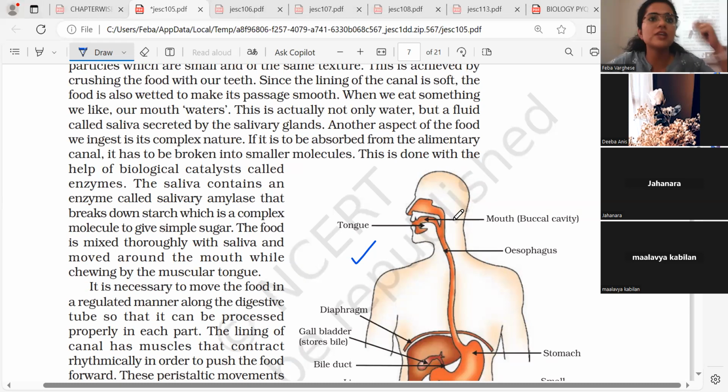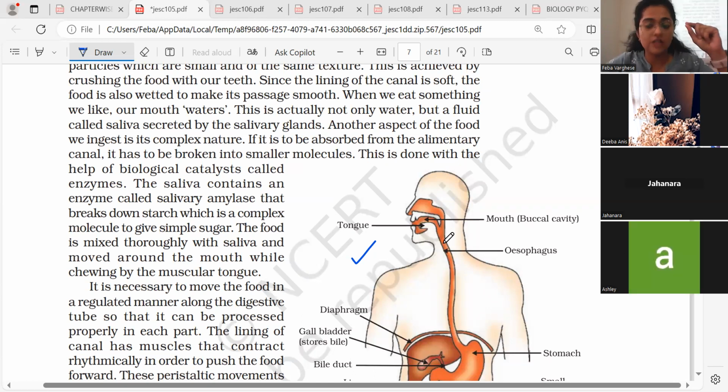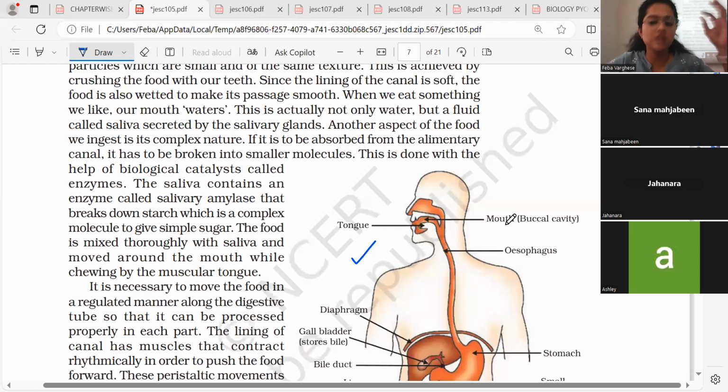And what is the chemical digestion happening over here? Saliva is helping in chemical digestion. Which is the enzyme contained in saliva? Salivary amylase. Correct. What is the substrate on which salivary amylase acts? Starch. Correct. The starch in your food material is converted into maltose or simple sugar. That's what is happening in your mouth cavity, or the buccal cavity, right?